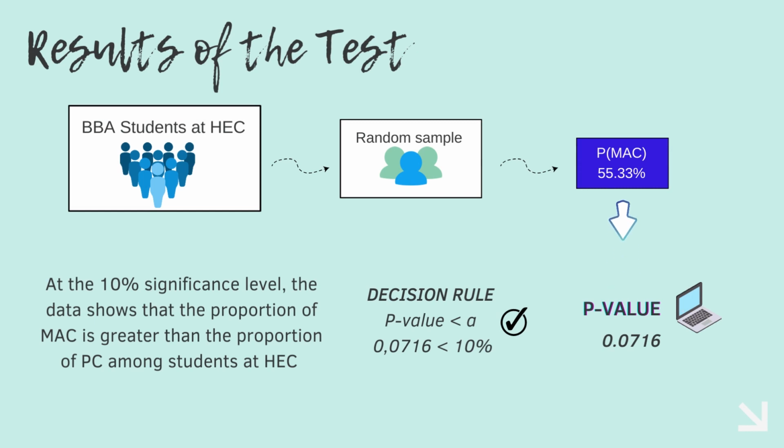Here, the p-value is smaller than the significance level. This results in the rejection of the null hypothesis. We can consequently conclude that at the 10% significance level, the data indicates that the proportion of Macs at HEC is greater than 50%, and therefore Mac computers are more popular among HEC students than PCs.